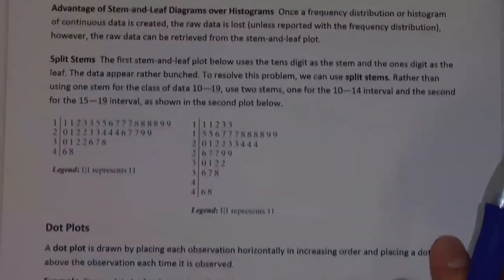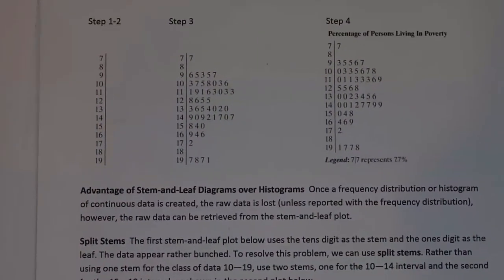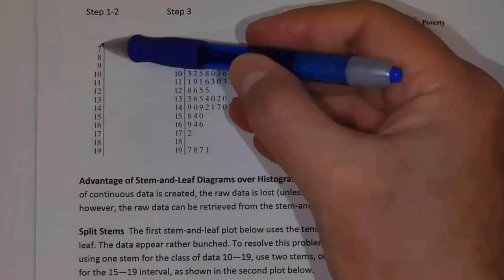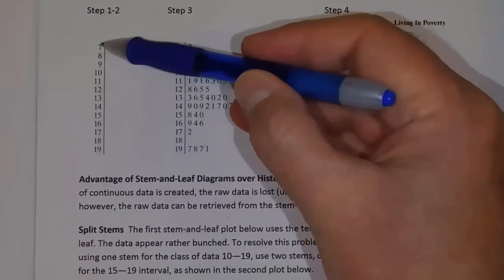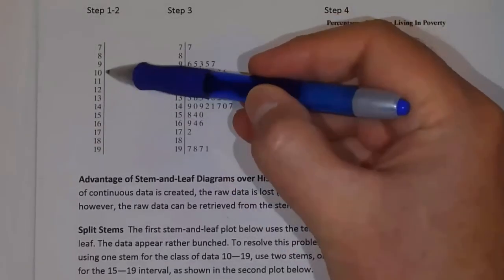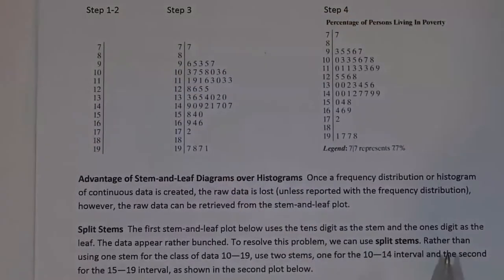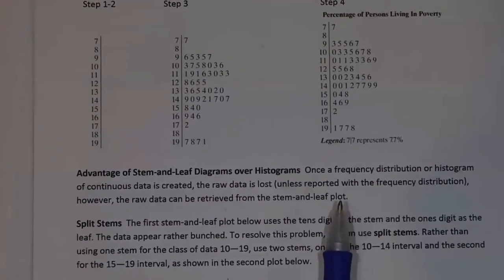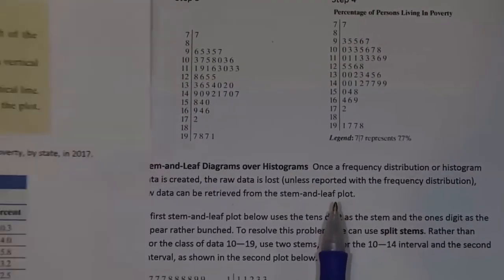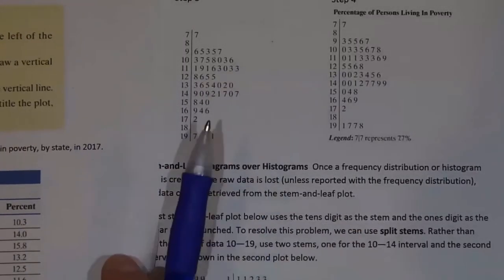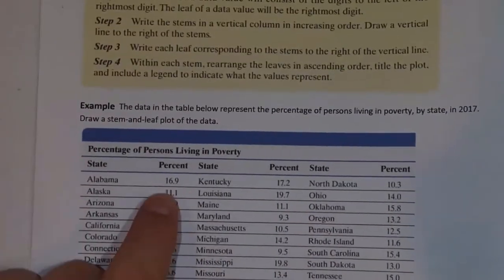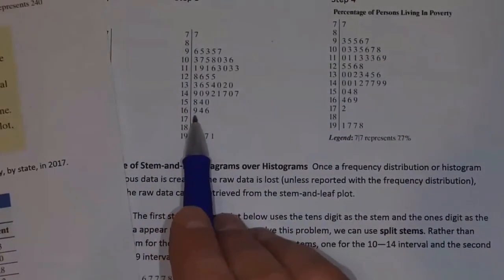Now, rather than do this one out by hand like I did the last one, I start by creating my stems. So I'm going from 7 to 19 down the stem, and I've got my line drawn to the right. Once I do that, then I go through my data and I fill in the leaves. So I'd go to Alabama. Alabama's 16.9. I'll bring that in. So I put a 9 over here in the leaves next to the 16.